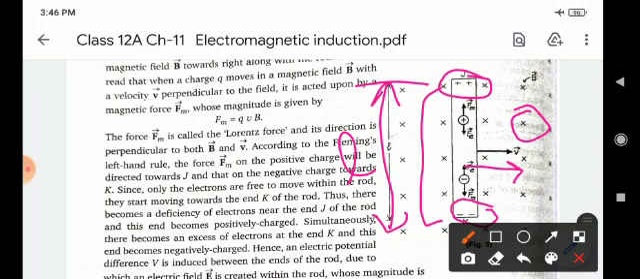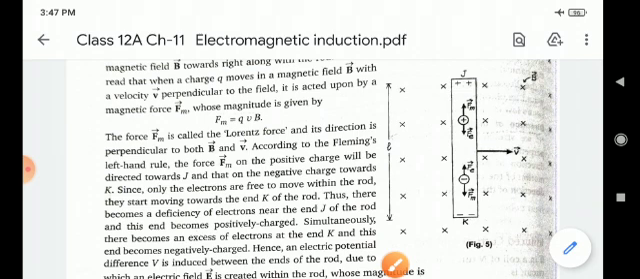With the conducting rod moving with velocity v vector, these positive and negative charges also move in the magnetic field B vector towards the right along with the rod. We have read that when a charge q moves in a magnetic field B vector with velocity v vector perpendicular to the field, it is acted upon by a magnetic force Fm whose magnitude is given by Fm equals qvB sin theta. Fm is called the Lorentz force.